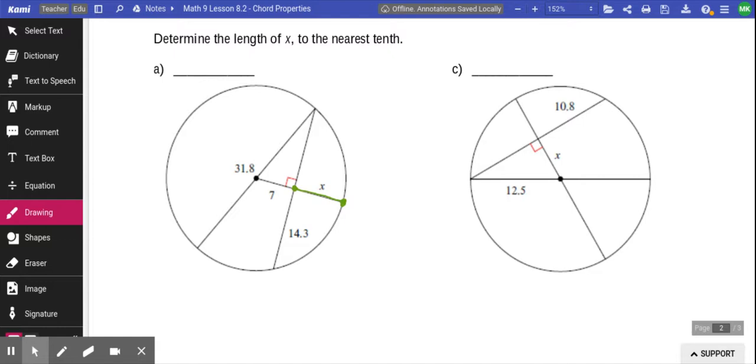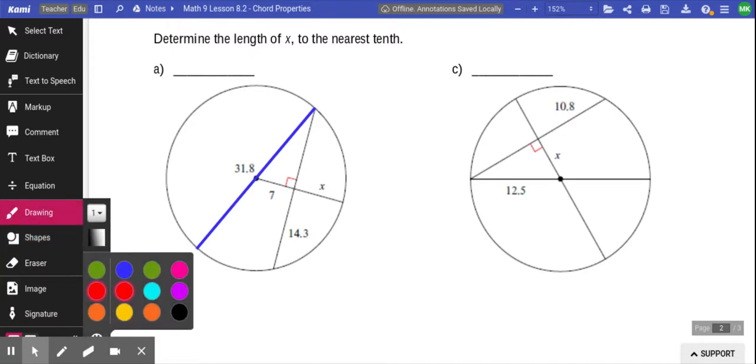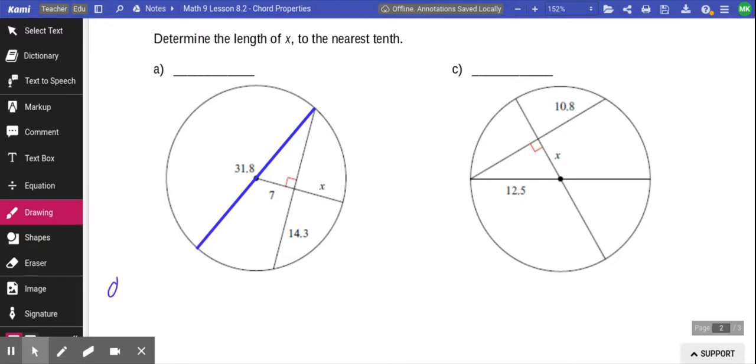So if I were to look at this question, I would notice a few things that I have, and sometimes it helps to write them out. So one thing that I know is they've given me this line right here is 31.8, and that's a special line because it's a chord. It goes from one side to the other side, but it goes through the center. That is the diameter, because it goes through the center. So they told me the diameter equals 31.8.